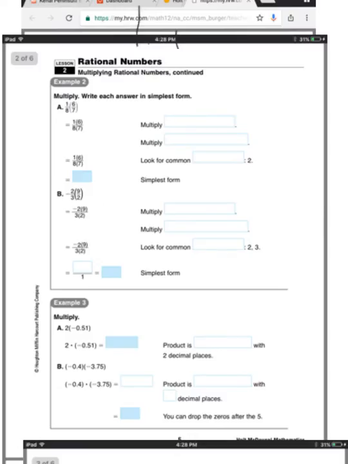For example 2, we are multiplying and writing each answer in simplest form. We have a fraction times a fraction. They're not mixed numbers, so you just multiply straight across. The first thing you do is multiply the numerators. The second thing you do is multiply the denominators. So if you look here, you have 1 times 6, because those are the numerators, and then you have 8 times 7, because those are the denominators.